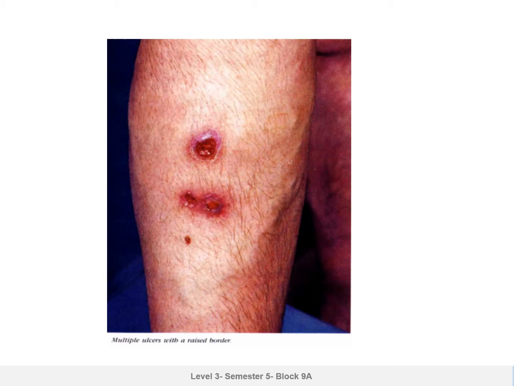This photo shows the type of impetigo called ecthyma, characterized by multiple ulcers with raised border, and healing of this type occurs by scarring. The most common site of ecthyma is the leg, especially the shin of the leg.